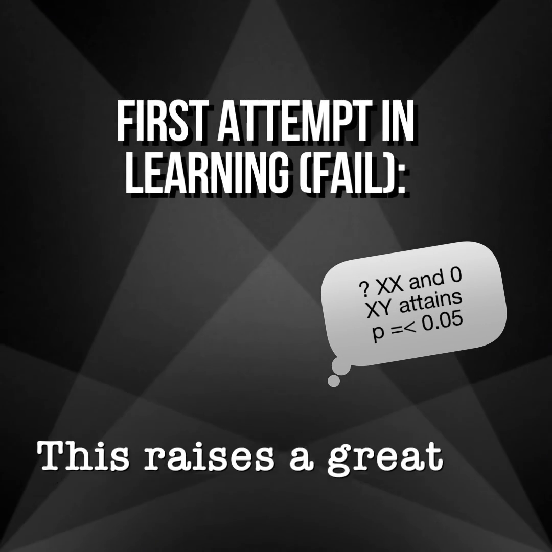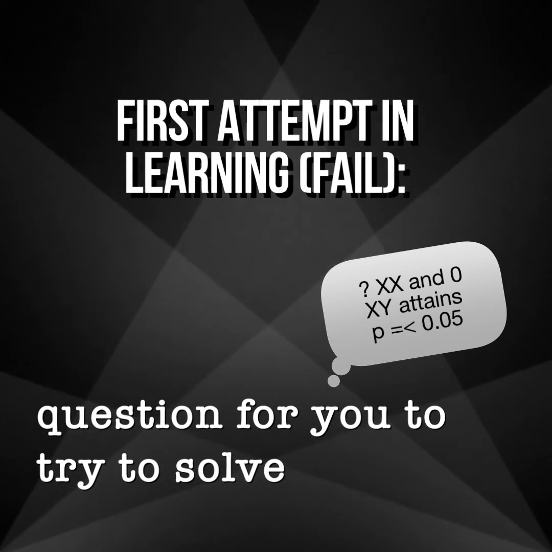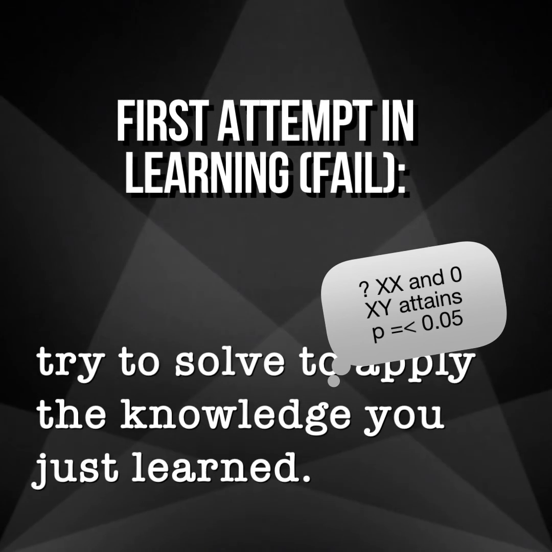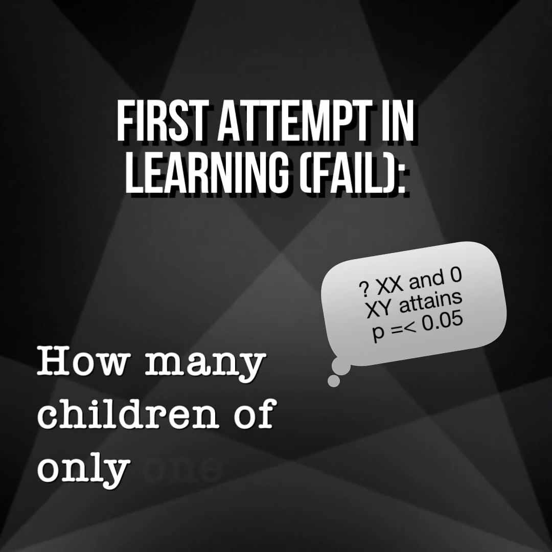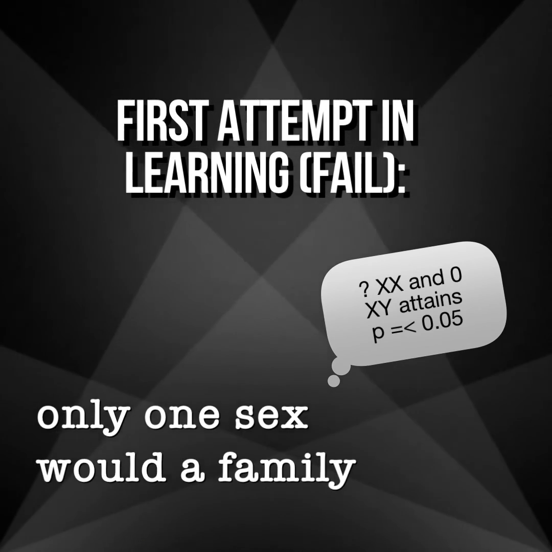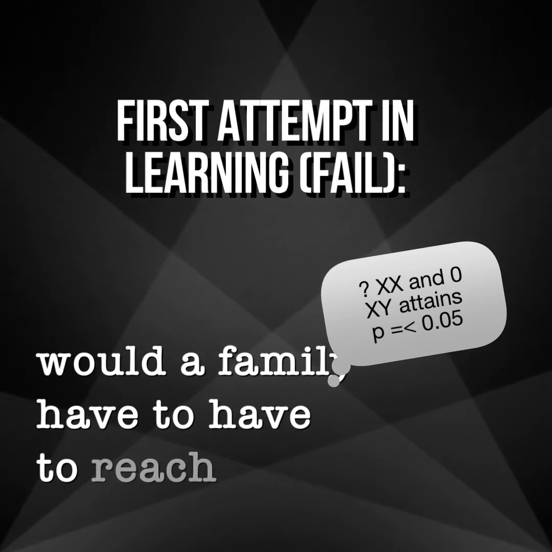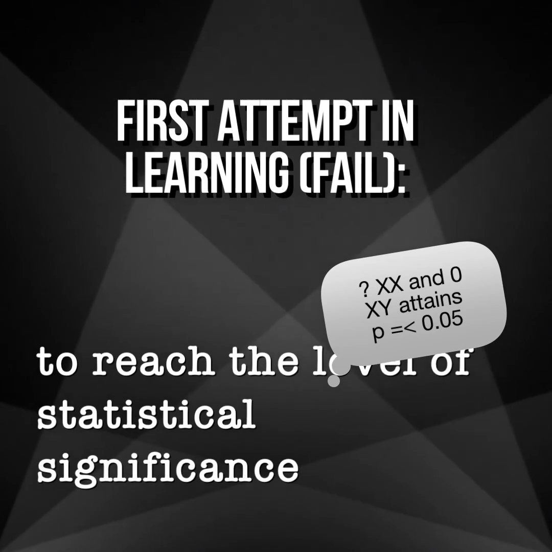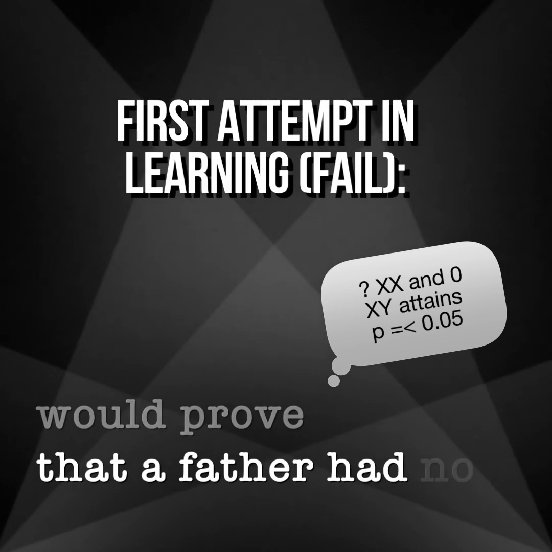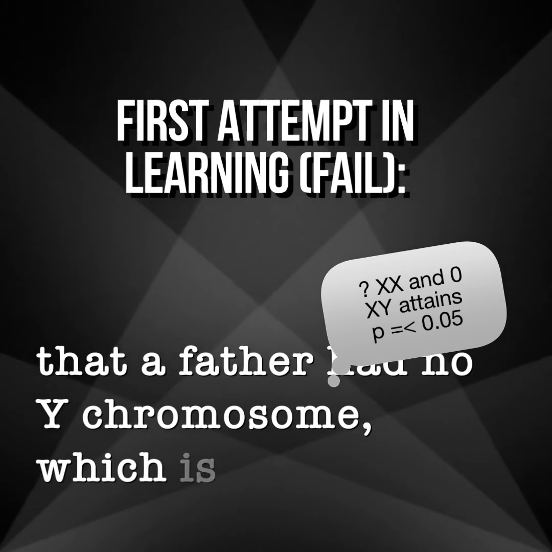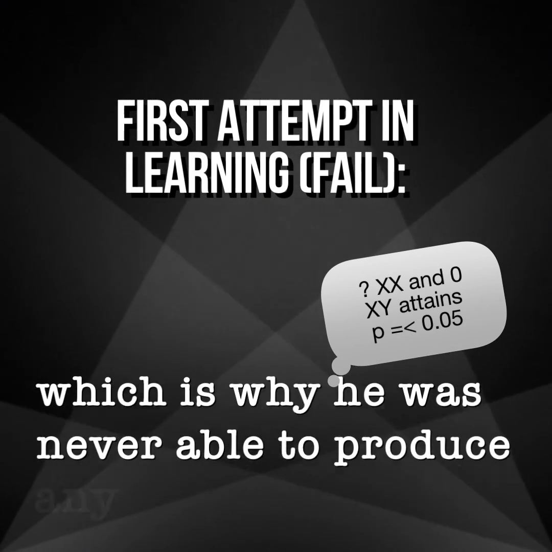This raises a great question for you to try to solve to apply the knowledge you just learned. How many children of only one sex would a family have to have to reach the level of statistical significance that would prove that a father had no Y chromosome, which is why he was never able to produce any sons?